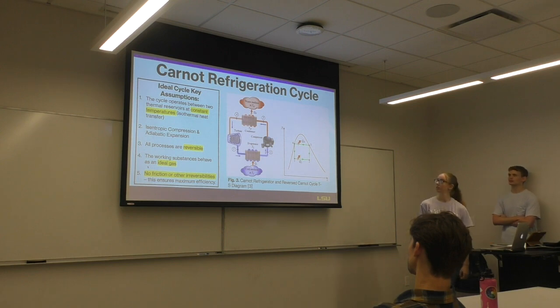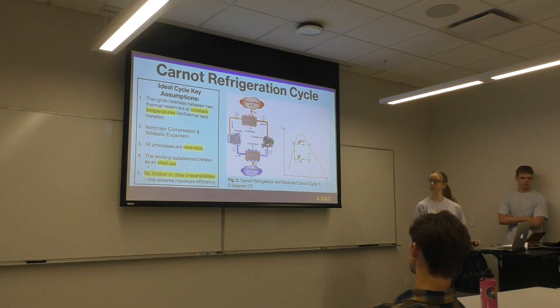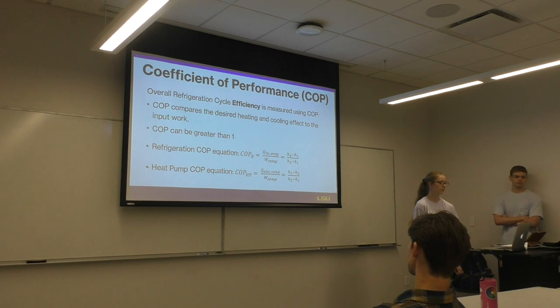So here's a review of your Carnot refrigeration cycle. It is the most ideal cycle. It assumes no losses, and there's isentropic compression and isothermal heat transfer, and your real refrigeration cycle will have losses. Your coefficient of performance can be greater than 1 for refrigeration cycle. COP measures the performance of your cycle.